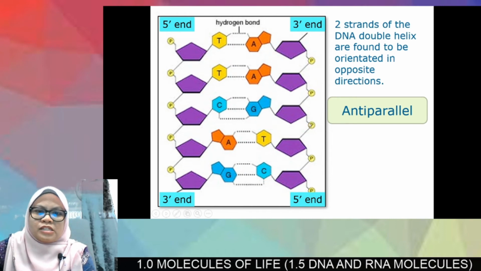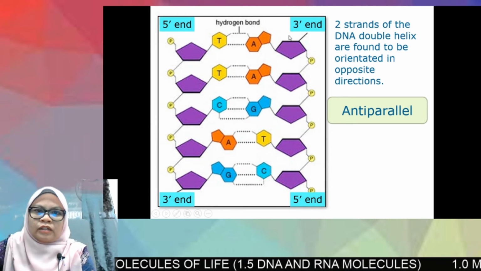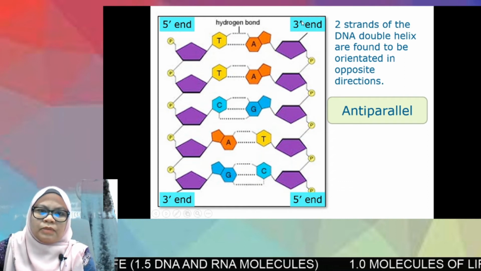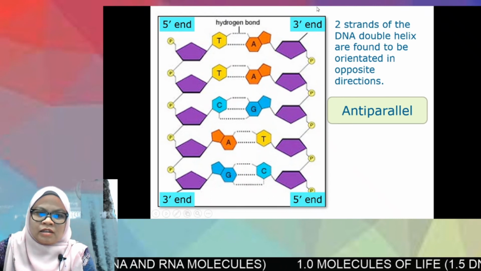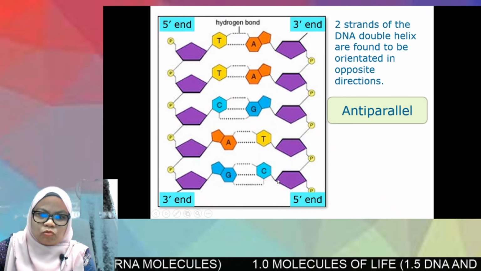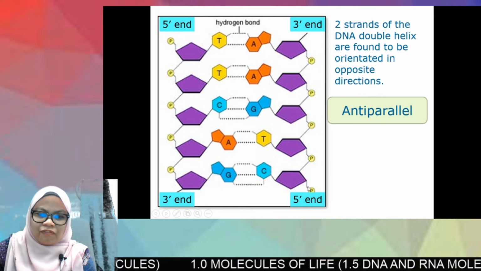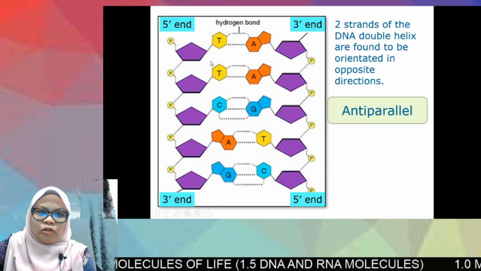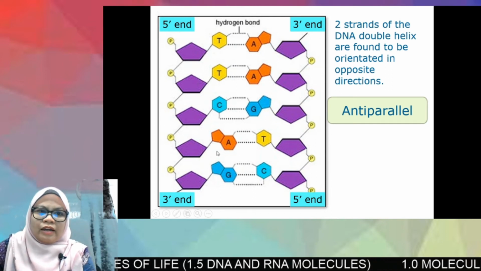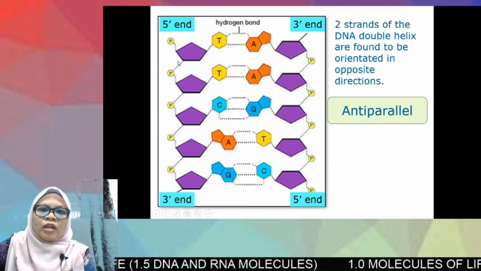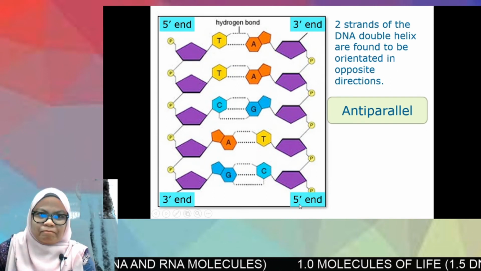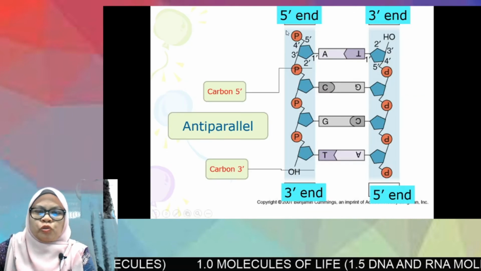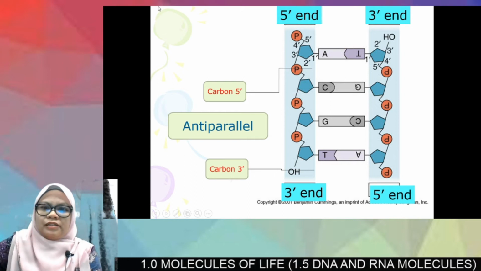Compared to this polynucleotide, this is carbon number 1, 2, 3. So here, the carbon number 3 is facing upside. Here is carbon number 1, 2, 3, 4, 5. So this is 5'. So anti-parallel means the polynucleotides are arranged in opposite directions: 5' to 3', 3' to 5'. Again, it shows that the DNA is anti-parallel.